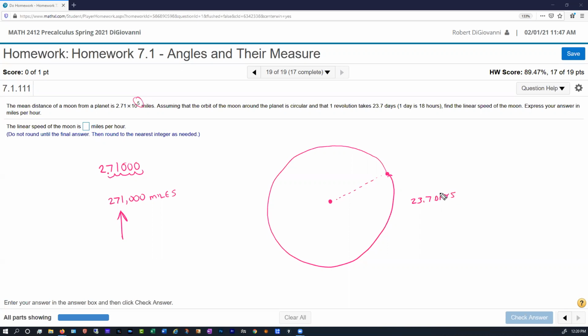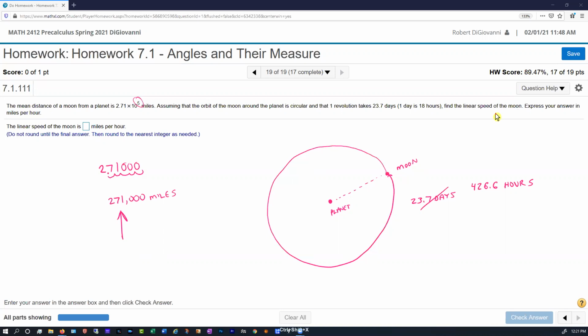So what I'm going to do is I'm going to multiply that 23.7 times 18. And that means it really takes 426.6 hours for it to go all the way around. All right, for it to go all the way around the planet. So this is our moon. This is our planet. Okay, the distance we know, how long it takes, right, to go around one time. It says find the linear speed of the moon.